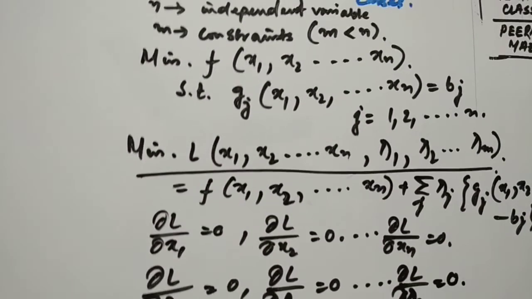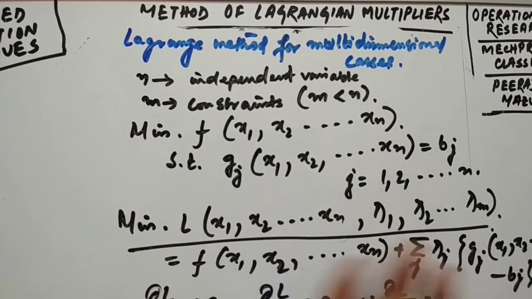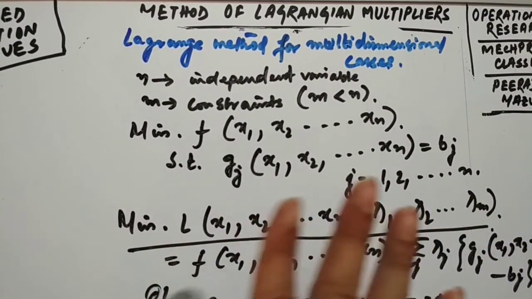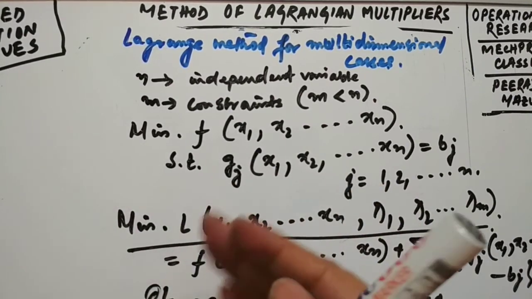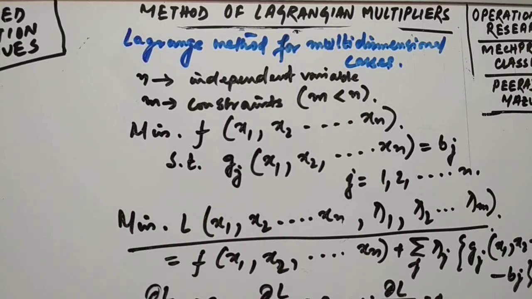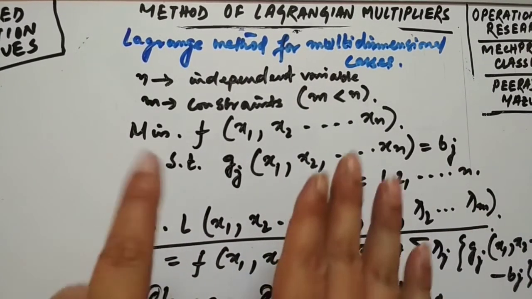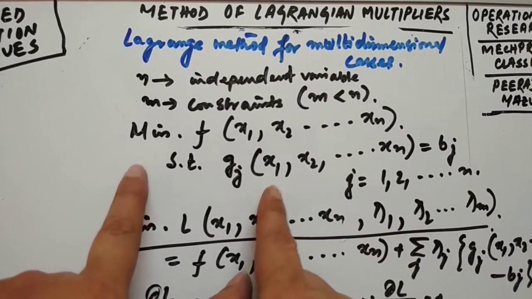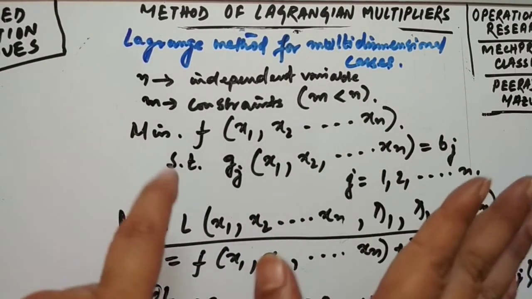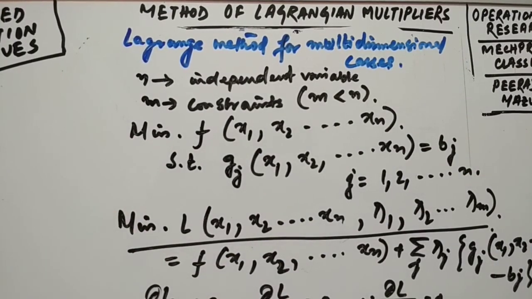Okay, so you can see these are the steps for multi-dimensional cases. I am just giving you a brief idea. I am not going to elaborate in a broader sense, or solve a problem. I just give you an idea how to convert a given constrained problem into an unconstrained problem. Okay, so I hope you have understood how to use the Lagrangian method for solving constrained optimization problems.